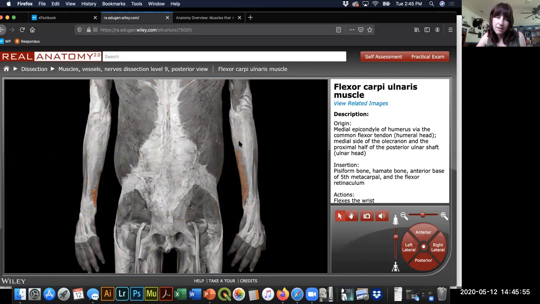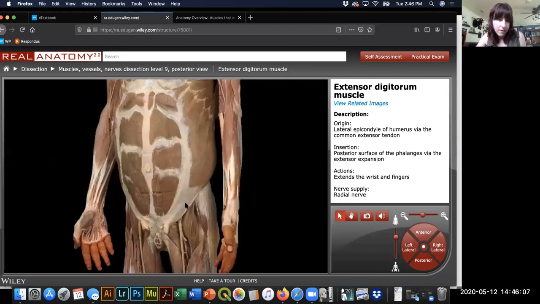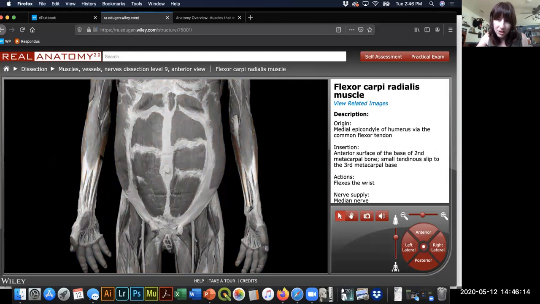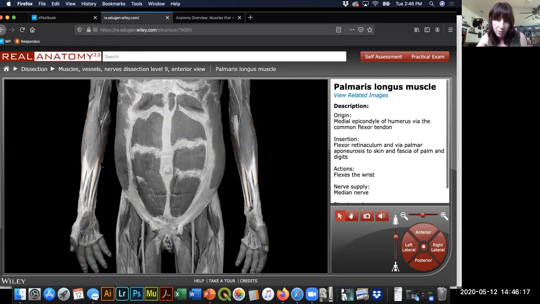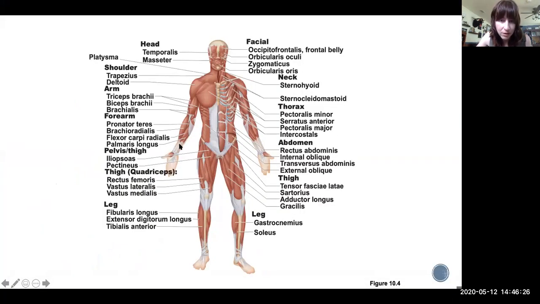So ulnaris, as in associated with the pinky finger, right? So that's the muscle on the pinky finger. The muscles associated with the radialis are going to be on the side of the thumb. And then you've got the longus muscle on the anterior side, Palmaris longus, which inserts at the center of the wrist. That's how you're going to be able to identify that one. It's the one that comes down to the middle of the wrist right here.